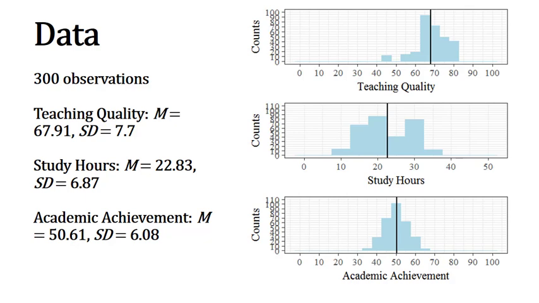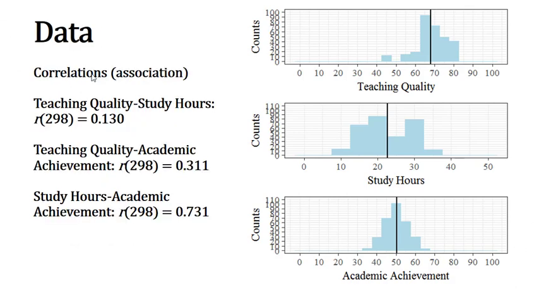Okay, so these are the data. We have a bit more information about the correlation between these variables. Correlation can also be called association, and a mathematical representation of the association between variables is the coefficient R. And here we say R, and between brackets we put the number of degrees of freedom.